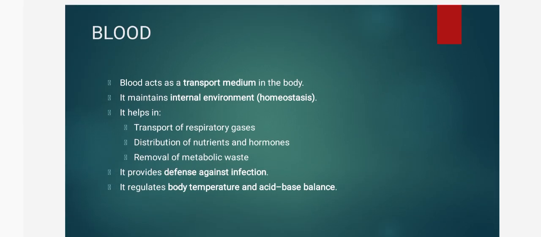Blood acts as the main transport medium in our body. It carries oxygen from lungs to tissues, carbon dioxide from tissues to lungs, nutrients from the digestive system, hormones formed from endocrine glands, and waste products to kidneys and lungs for excretion. Blood also helps in regulation of body temperature, maintenance of acid-base balance, and protection against infections. Thus, blood plays a major role in maintaining homeostasis, which means maintaining a stable internal environment in the body.